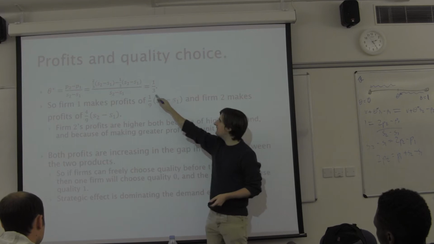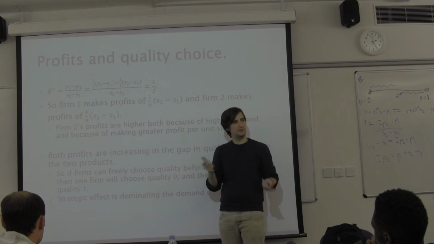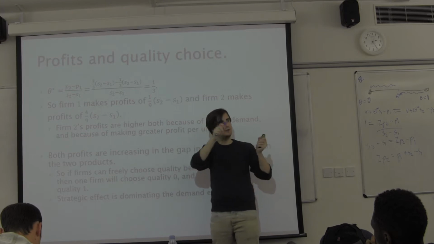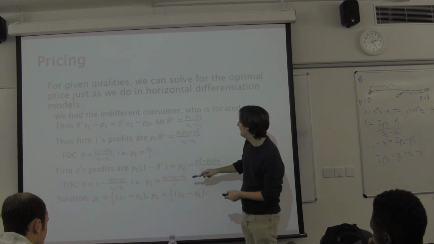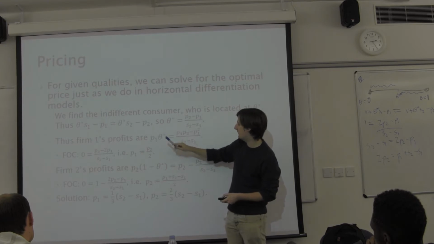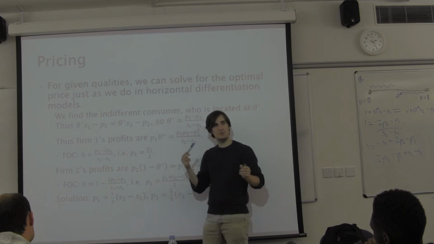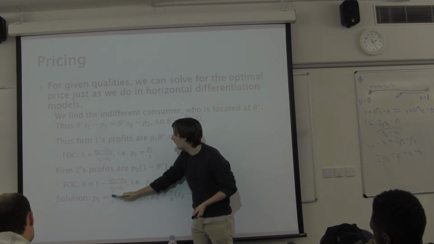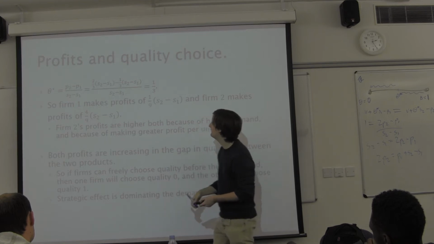So if that's where the indifferent consumer is, then we can work out what profits the two firms are going to make. The location of the indifferent consumer just tells us the demand that's going to the low quality firm. So the profits of the low quality firm are its price times the indifferent consumer. Its price was this thing, the indifferent consumer was at 1/3. So the profits made by the first firm are going to be 1/9 of S2 minus S1, which is what we've got there.